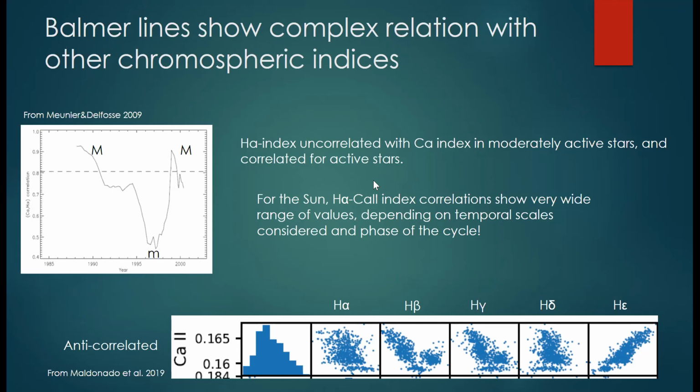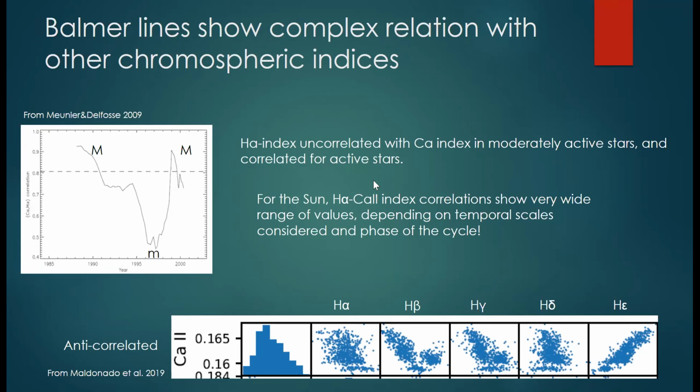We know that this is not the case, for instance, for stars, in particular for the H-alpha index, because the correlation between the H-alpha index and the calcium II index varies in a complex way with activity and with the metallicity of a star. This is true also for the sun.